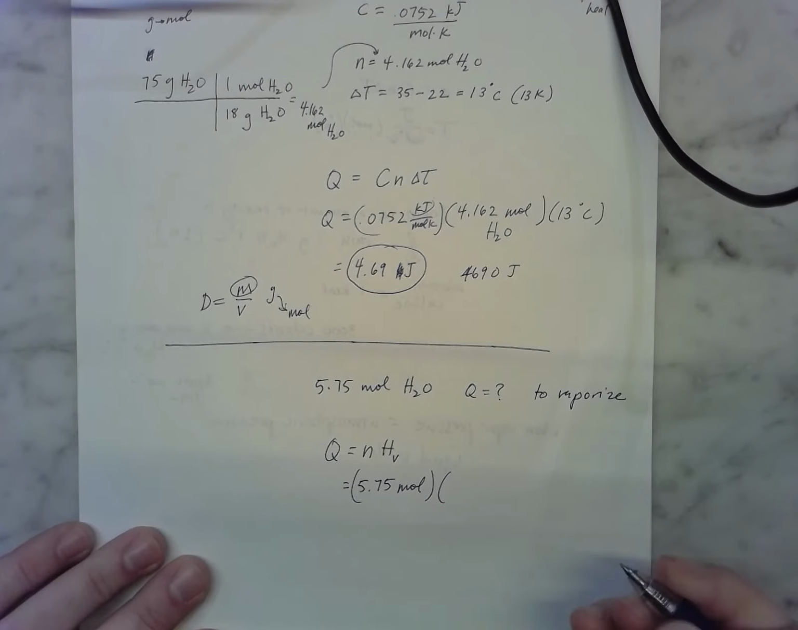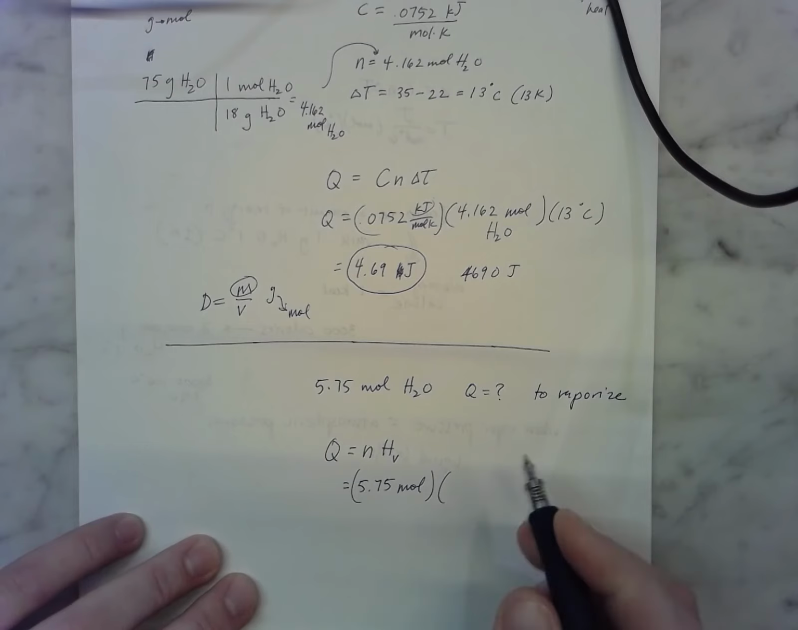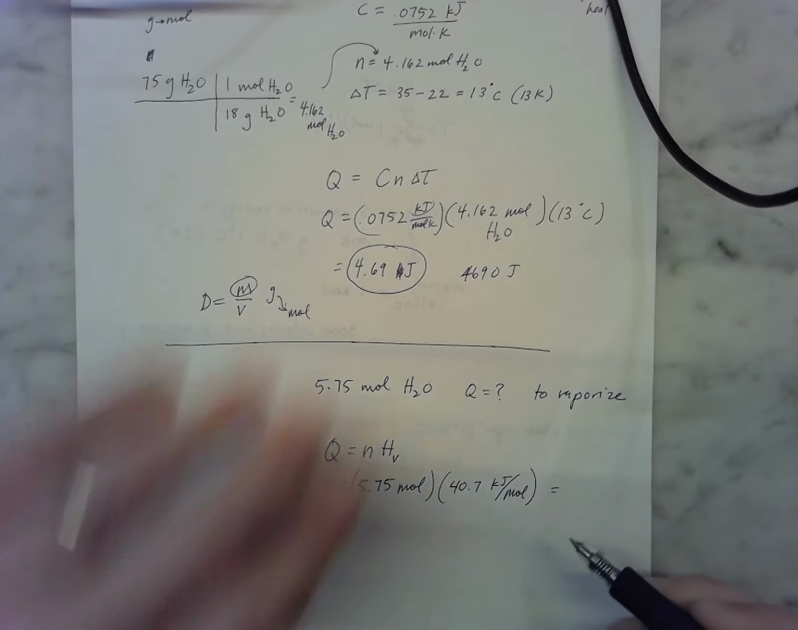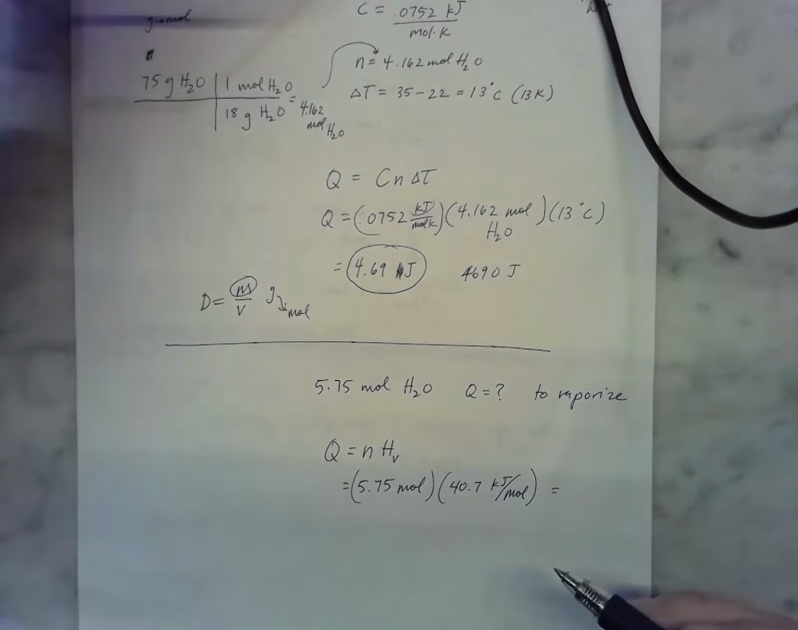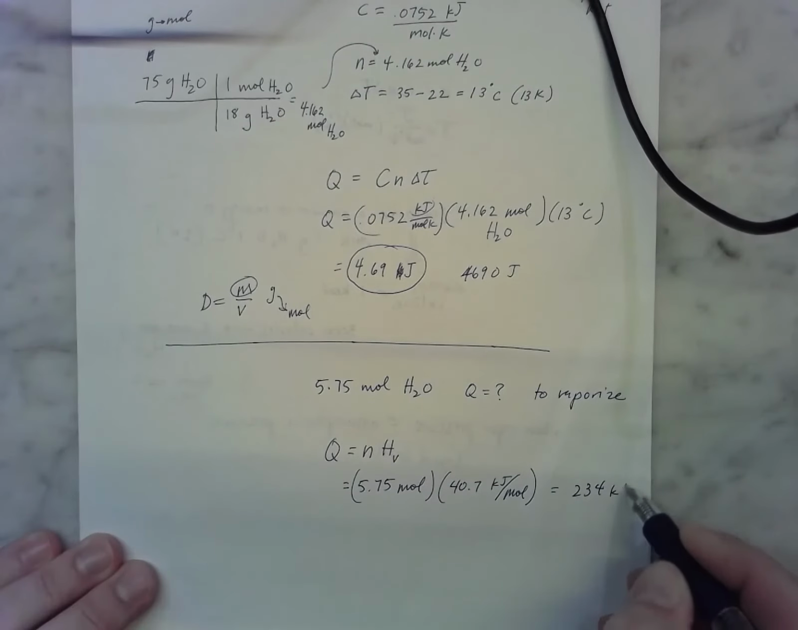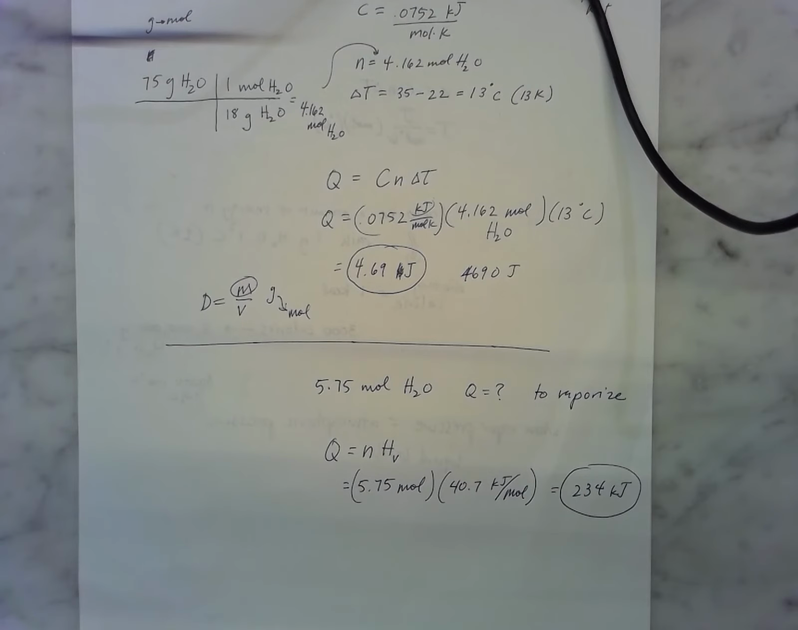And then heat of vaporization just comes from your book at the top of 218, and it's 40.7 kilojoules per mole. And then we just multiply those together, and we get 234 kilojoules. Okay? Really, really straightforward calculations, but if you're not familiar with the terms, that could be a little difficult. Okay? All right, great.